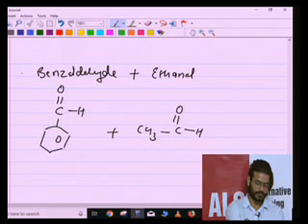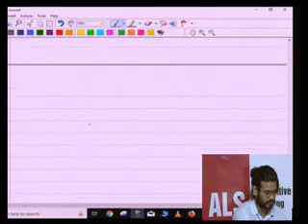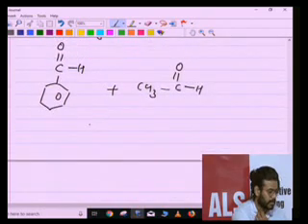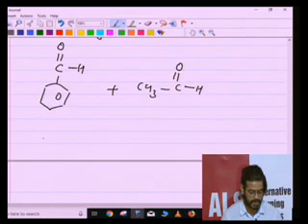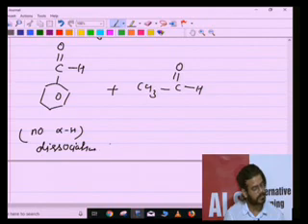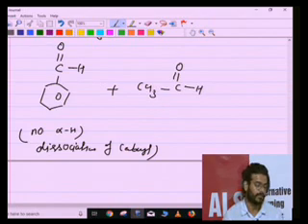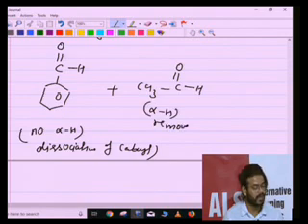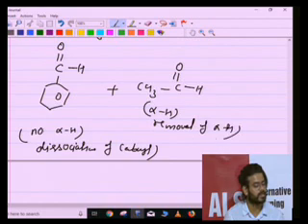Okay, so let me write down the product. Basically, we can clearly see that the benzaldehyde has no alpha hydrogen. So if it has no alpha hydrogen, we will dissociate the carbonyl group, or carbonyl part, of this molecule. And in case of ethanol, we can clearly see that 3 alpha hydrogens are present. So we will remove the alpha hydrogen from here.